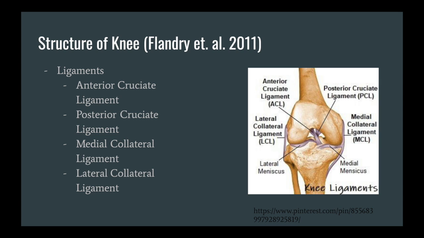The collateral ligaments are 2 bands that help stabilize the knee. The medial collateral attaches to the femur and tibia, while the lateral collateral attaches to the femur and fibula. In between the femur and tibia are 2 shock absorbers called menisci. There are also multiple fluid-filled sacs called bursas that help the knee move smoothly. Next, we will be seeing how all the muscles work together to allow a person to run.